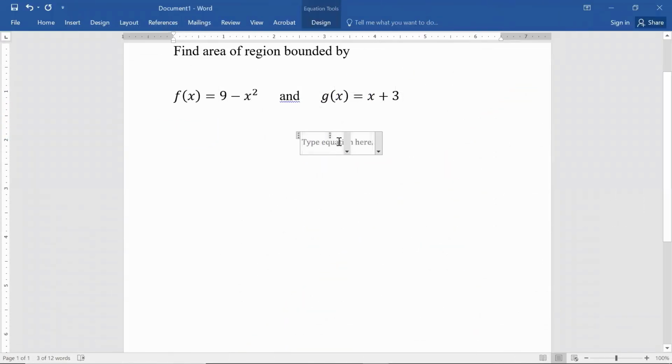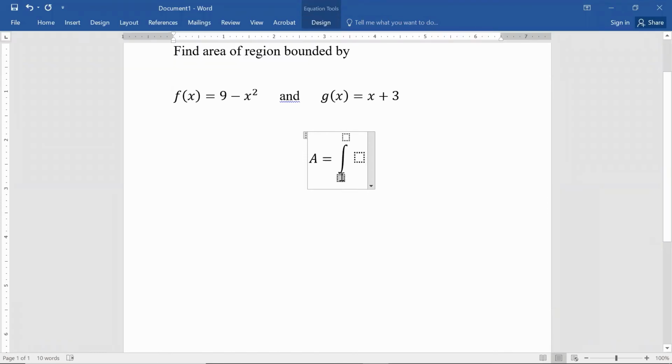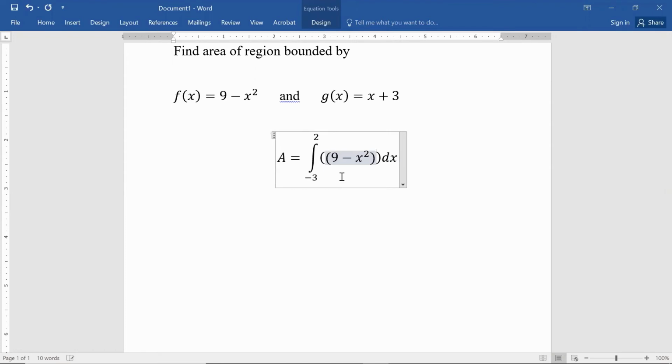Let's set up the integration for the area. Now I only need one integration here. Like I said, it goes from -3 to +2. The f of x is going to be on top. In this case, that's 9 minus x squared. And the g of x is going to be on the bottom, so minus (x plus 3).